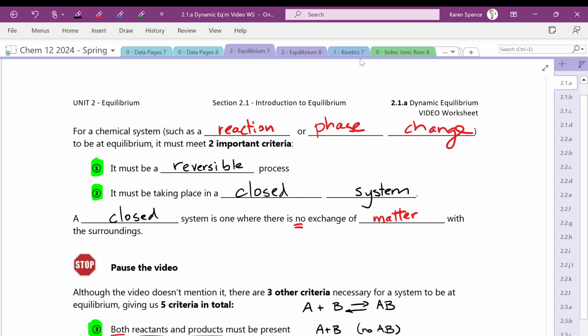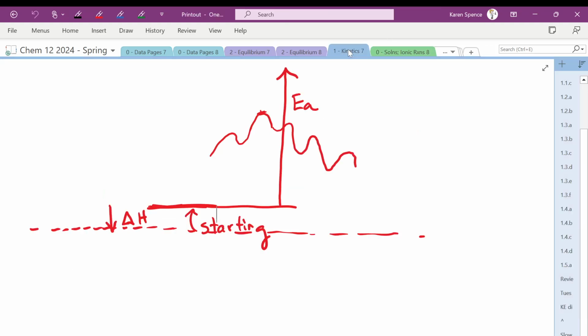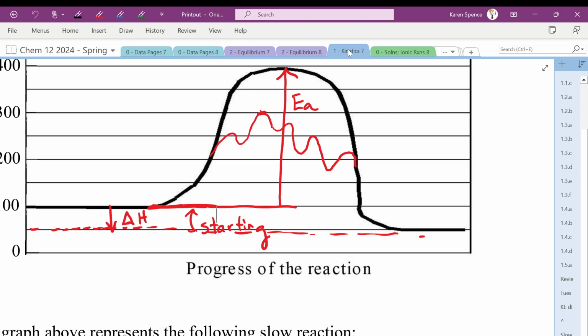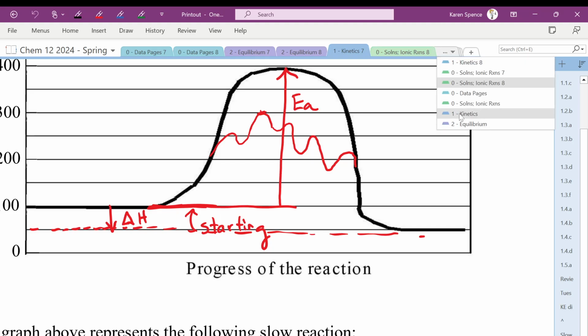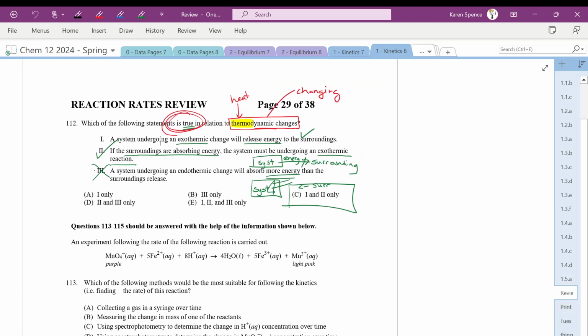Does anyone have any questions from the review? I will answer some today, if you have any. I'll give those back, but we'll do any review questions first. Review. Kinetics 8. Review. Projector.